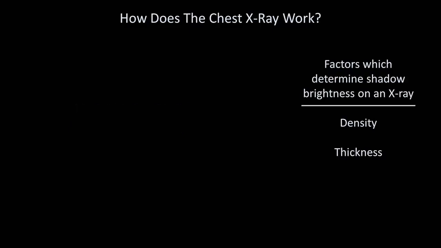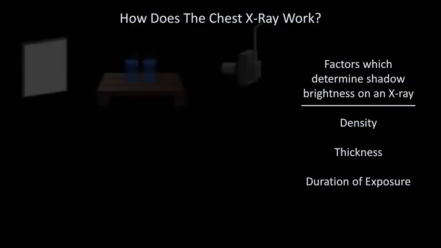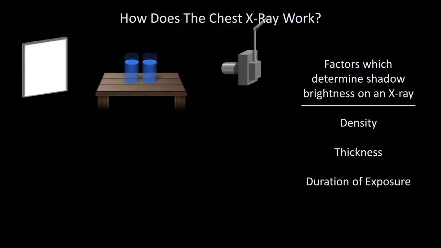The third and last factor is the duration of exposure. For the X-ray interpreter, this factor is only relevant when trying to understand a technical error in image acquisition. Imagine we have 2 glasses of water again, and I'm going to give these a very short or brief X-ray exposure. During that brief amount of time, few X-rays have an opportunity to pass through the water, so the film where the glass's shadow was cast is relatively underexposed, and thus is relatively bright.